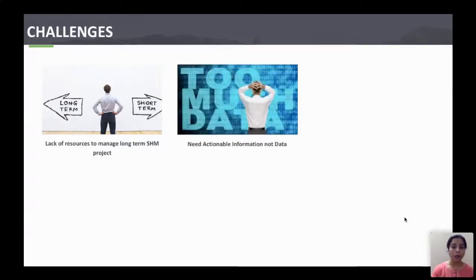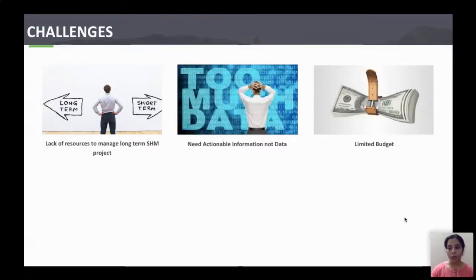Then we get huge data. Like I told you, an SHM expert needs to convert that huge data into useful information. So you should have the capability of converting that data to useful information, where you just need alarming information. Okay, this is the time, this is not going in the right way. Now it requires some action.